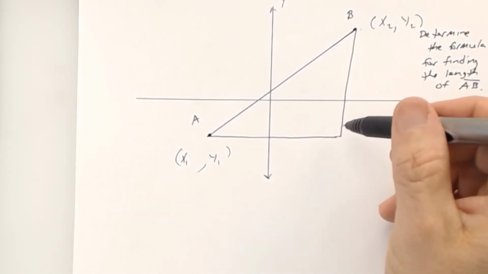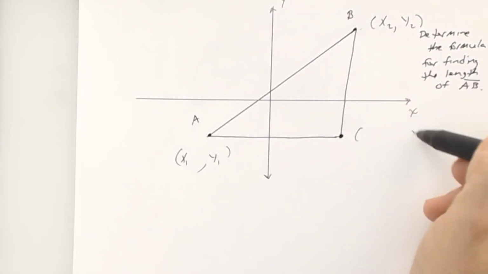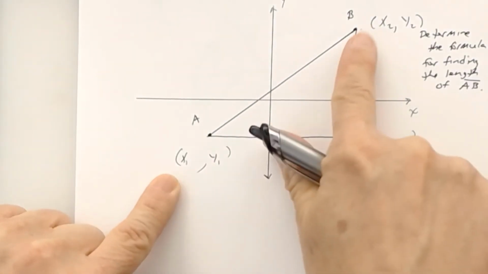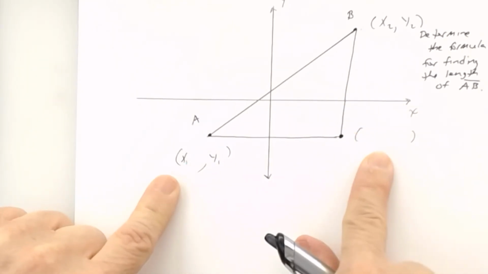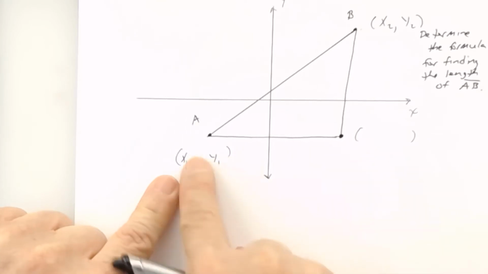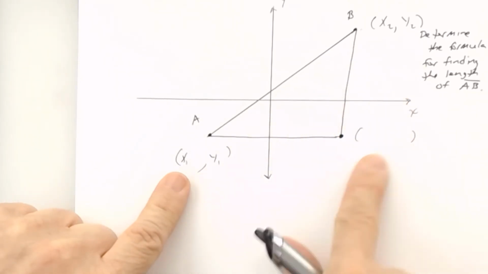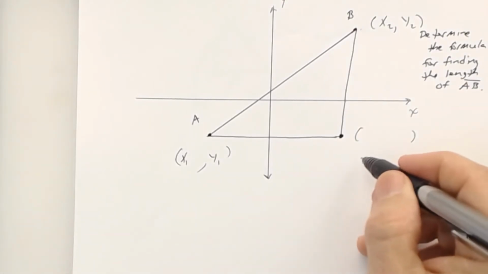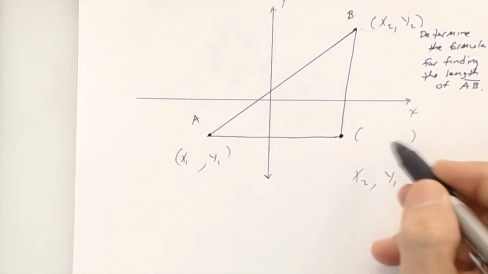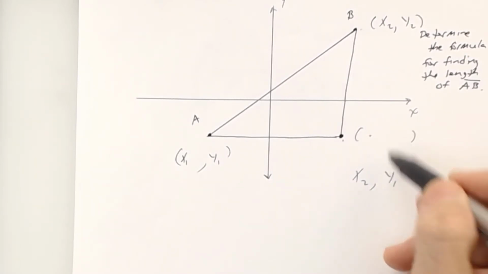Now listen carefully to this. See this point right here? Using x1, y1, x2, y2, what do you think are the coordinates of this point? It's got to be one of these. Tell me what goes here. Okay, he says X2, Y1. I'm going to write down what he says, because it could be wrong. He says that this X coordinate is X2, and this Y coordinate is Y1.